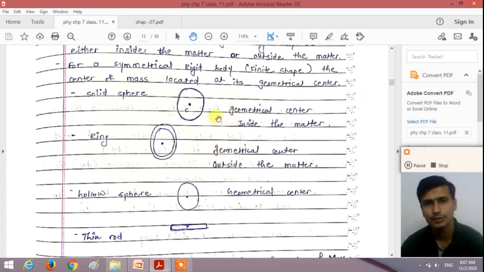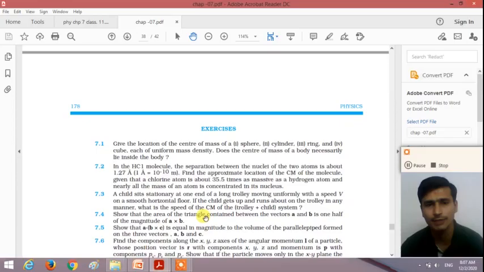This way you can find the center of mass of a symmetrical rigid body, or we can say a rigid body with a finite shape. The same question is given in your exercise 7.1. In the exercise, the first question, 7.1, is: give the location of the center of mass of a sphere, cylinder, ring and cube, each of uniform mass density.